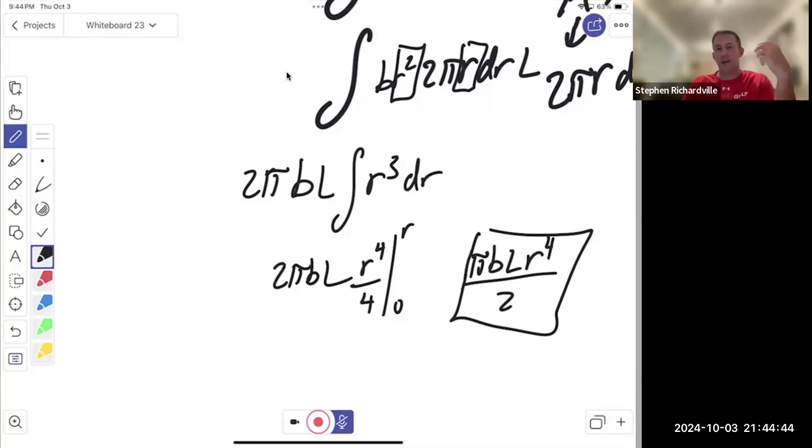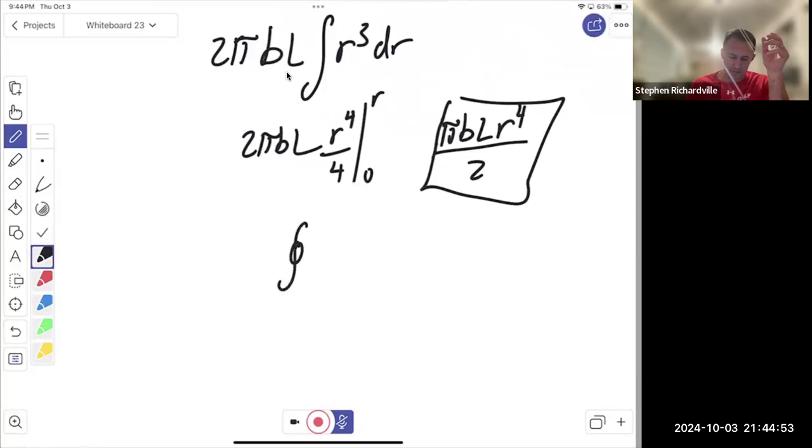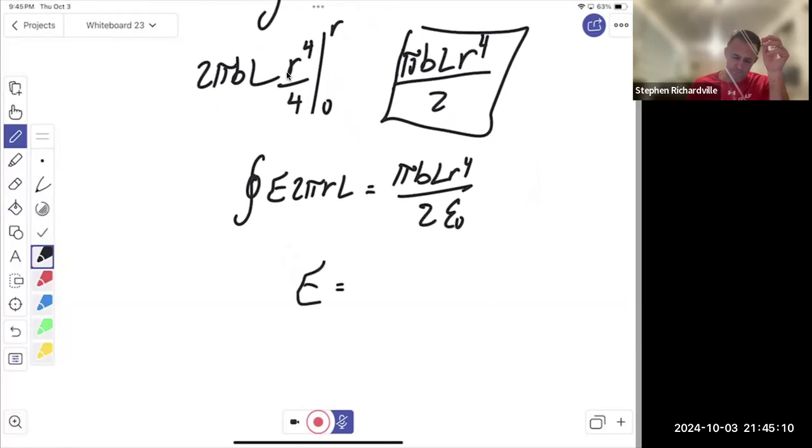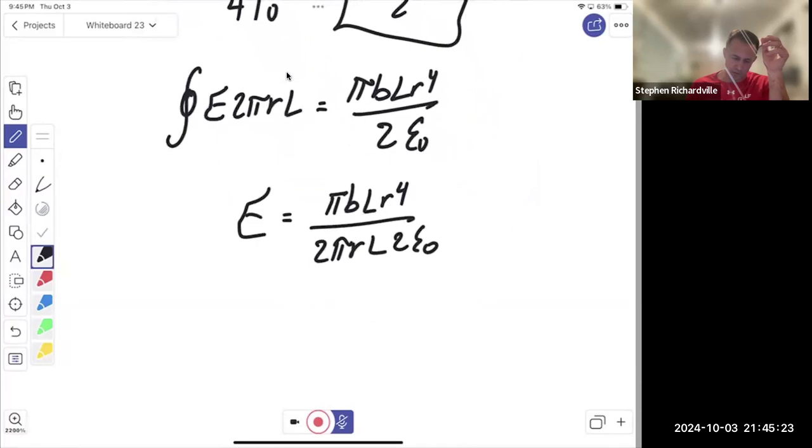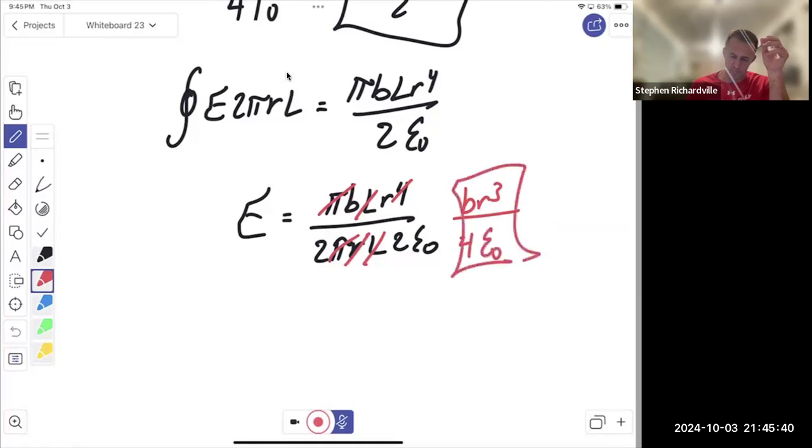Okay. Hopefully I can use that to plug into my Gauss's law again. But if you're using a cylinder, it's 2 pi r L. So when I go back to Gauss, E 2 pi r L equals Q enclosed, pi B L r to the fourth over 2. And I see that epsilon naught in there. So go bye-bye. Go bye-bye. Go a little bit bye-bye. E equals B r to the third over 4 epsilon naught. Nailed it. So again, I got a weird, funky field going on inside there.